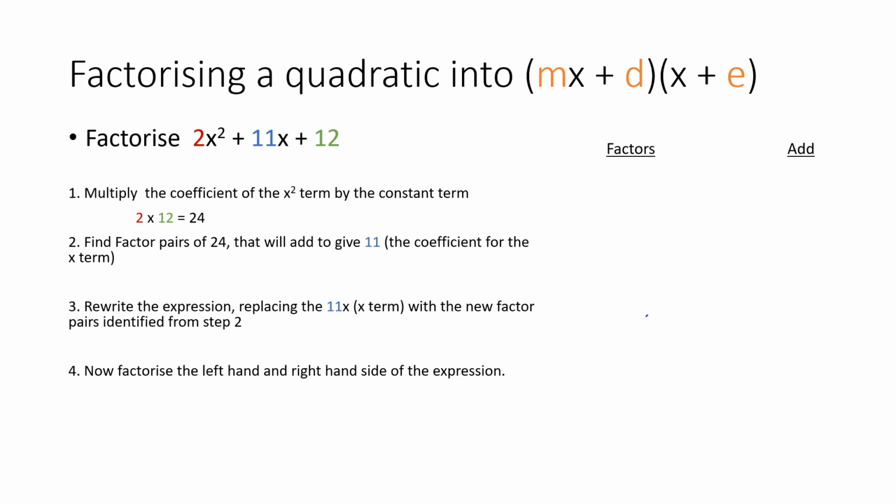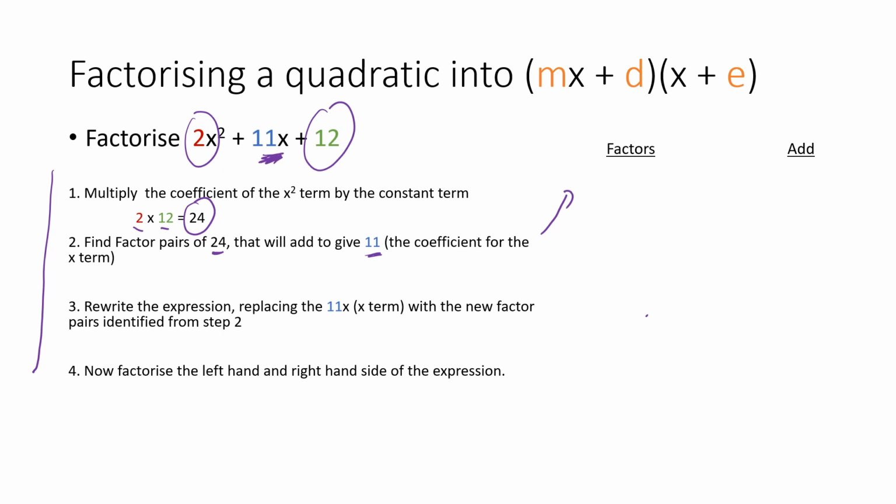The method I like to use is highlighted here on the left-hand side of the slide. One of the first things I do is multiply the coefficient of the x squared term with the constant term. So here you can see 2 times 12 to give you 24. Second step is we try to find factor pairs of 24, and this factor pair needs to add to give you 11, which is the coefficient for the x term here. So let's try that first.